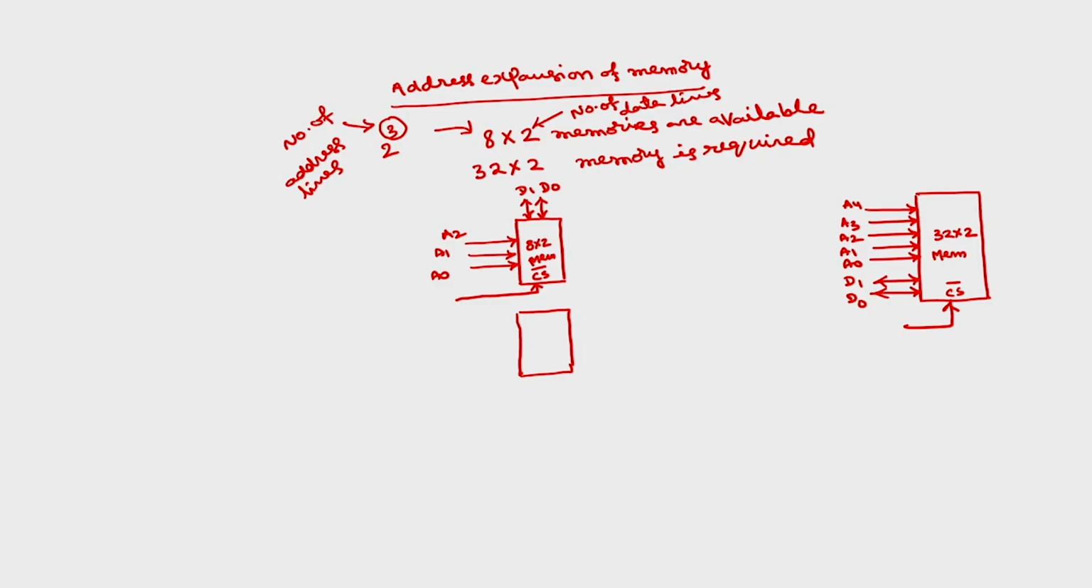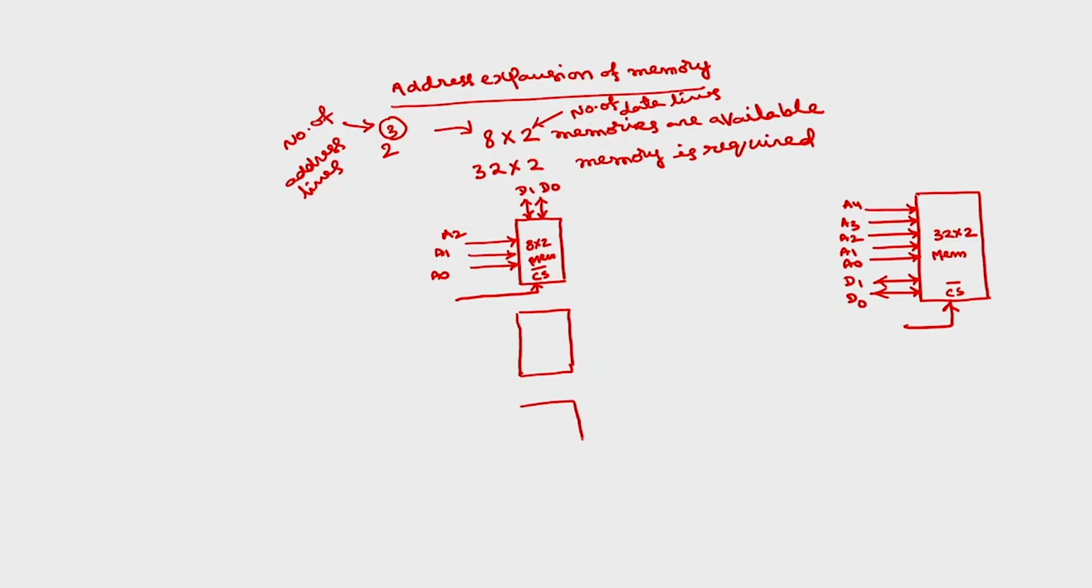Okay. So, how many such 8 by 2 memories are required to construct this? We have 2 more address lines here compared with the 8 by 2 memory, the additional address lines A3 and A4. Okay. So, using A3 and A4 we can have 4 combinations. So, we require 4 such 8 by 2 memories. So, I will draw 4 such 8 by 2 memories.